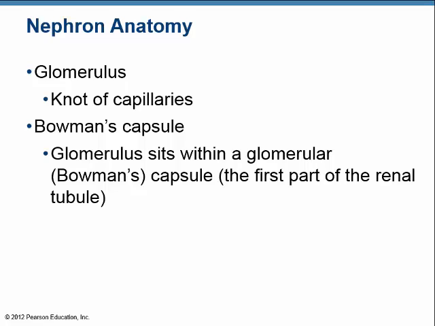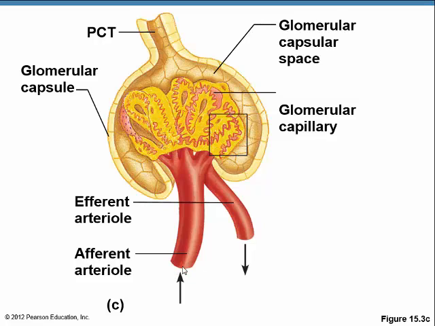A nephron starts out as a glomerulus, which is a little knot of capillaries, surrounded by a layer of tissue called the Bowman's capsule. The Bowman's capsule is the first part of the renal tubule. It will collect the fluid out of the blood that has filtered out of the glomeruli. Here you can see the blood supply to the glomerular capillaries. Blood enters the glomerulus from an afferent arteriole, and blood drains from the glomerular capillaries through an efferent arteriole.